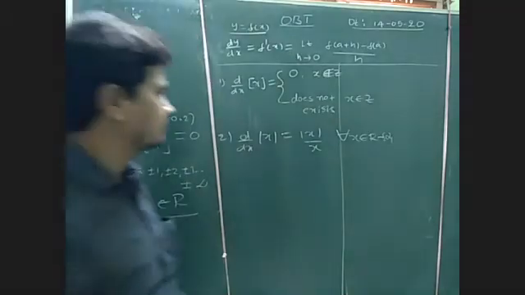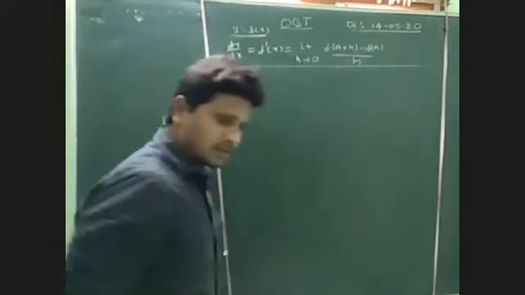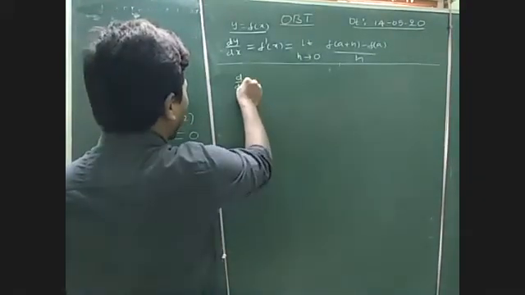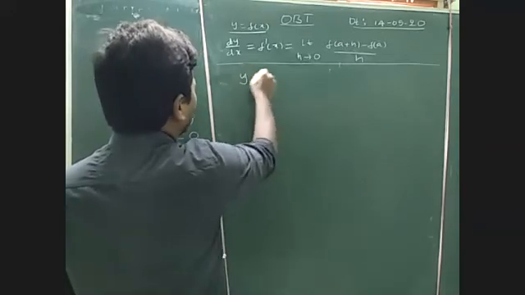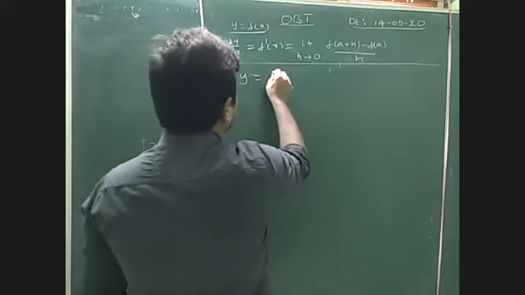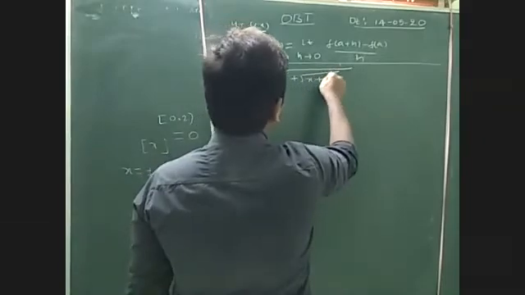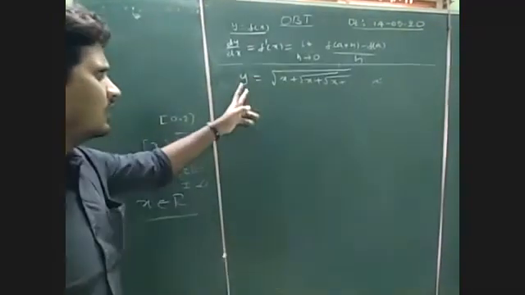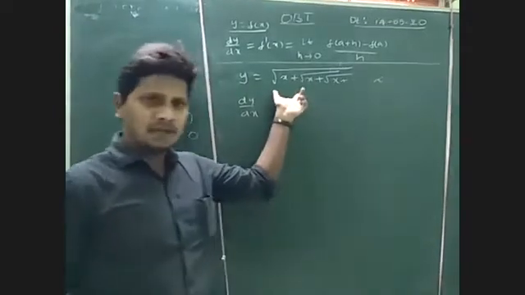Now, these are the formulas we already have, and one more question we have to observe here. A few derivatives we have seen here. For example, they give y is equal to root over x plus root over x plus root over x plus up to infinite terms. How to find dy by dx? We need to find dy by dx.